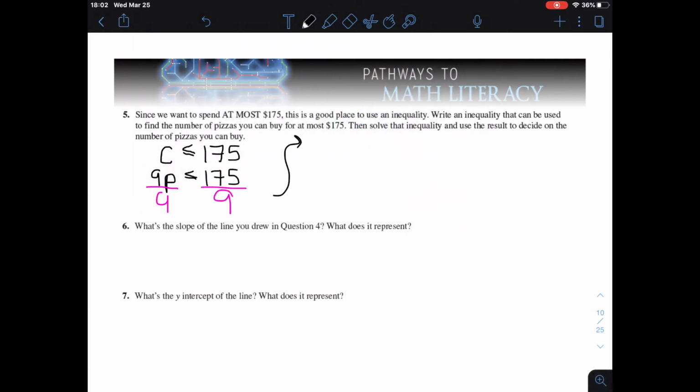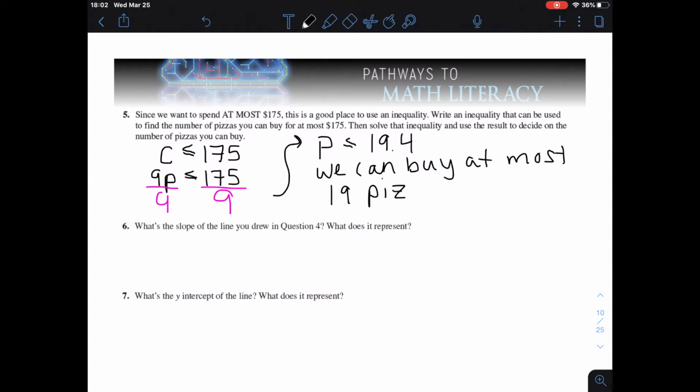And this gives us the number of pizzas is at most 19.4. So what this tells us is we can buy at most 19 pizzas. You can buy 8 and still be in budget. You could buy 12 and be in budget, but the most possible you can get is 19. But anything equal to this or less than 19, we are not going over our budget.